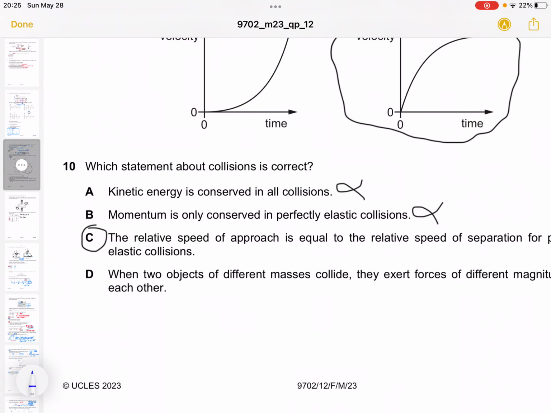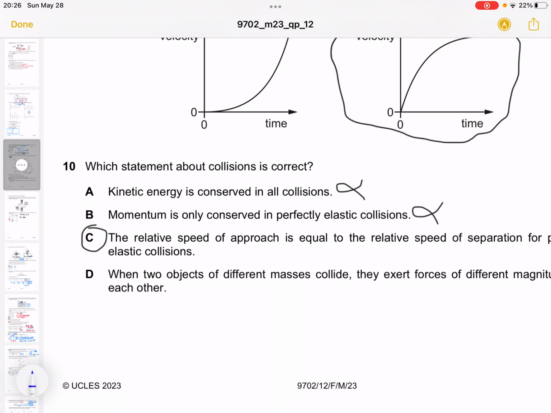Question number 10 says that which statement about collision is correct? A says the kinetic energy is conserved in all collisions. No, kinetic energy is not conserved in inelastic collision. B says momentum is only conserved in perfectly elastic collision. No, momentum is conserved in all types of collision, either elastic or inelastic. C says that relative speed of approach is equal to the relative speed of separation for elastic collision. That's perfectly correct.